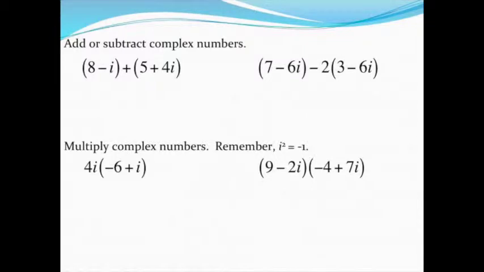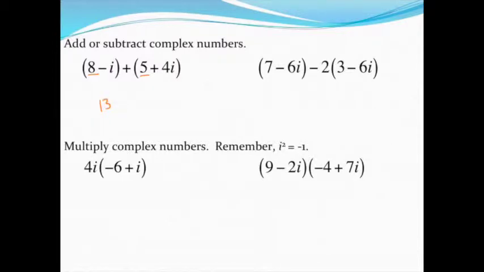When we add and subtract complex numbers, we pretty much treat these as problems where we're adding like terms. Our real numbers, the real parts of the complex numbers, are going to be like terms, and our imaginary numbers are going to be like terms. So for example, in the complex number 8 minus 1i, 8 is my real number. In the complex number 5 plus 4i, 5 is the real number. So adding those real numbers together, I get 13.